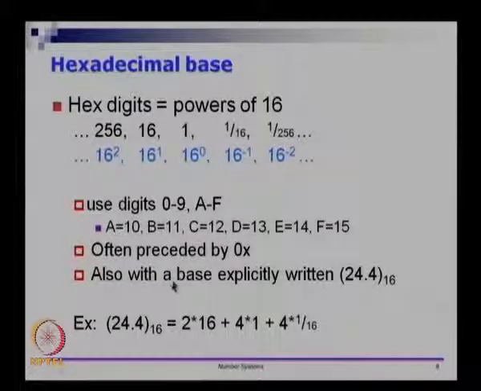So let us see a quick example first before we get into the details. So let us take this example 24.4. If it is written in hexadecimal, then it is as good as 4 into 16 power 0 plus 2 into 16 power 1. So that is for the left side. So that is 2 into 16, 32 plus 4 into 1, 4, so that is 36, and the right side we have 4 into 16 power minus 1, or that is 1/4, so that is 0.25. So 24.4 in hexadecimal is the same as 36.25 in decimal, we saw this earlier.